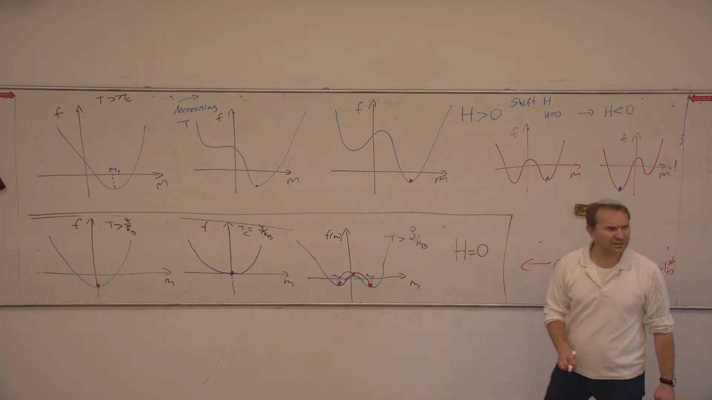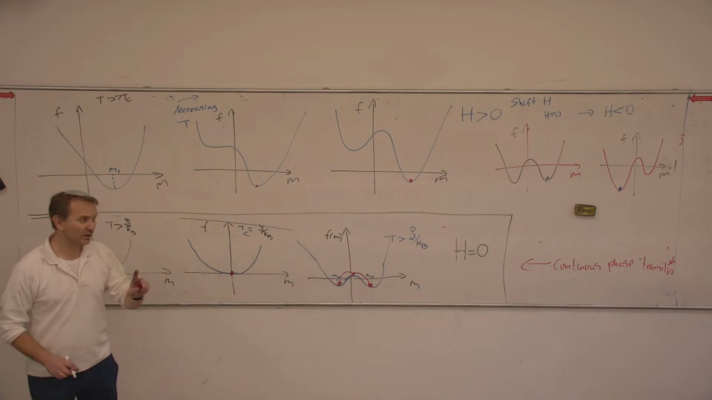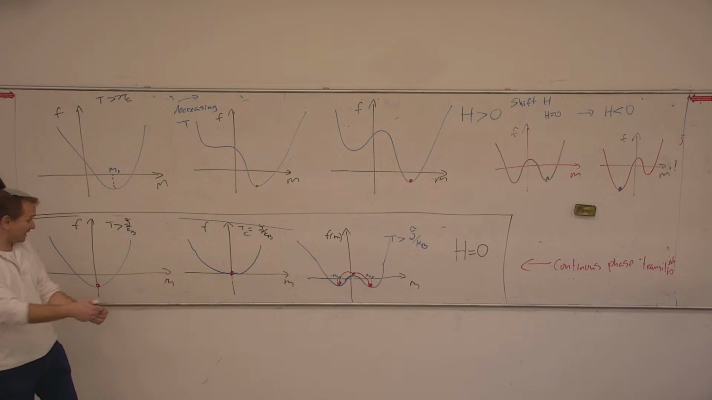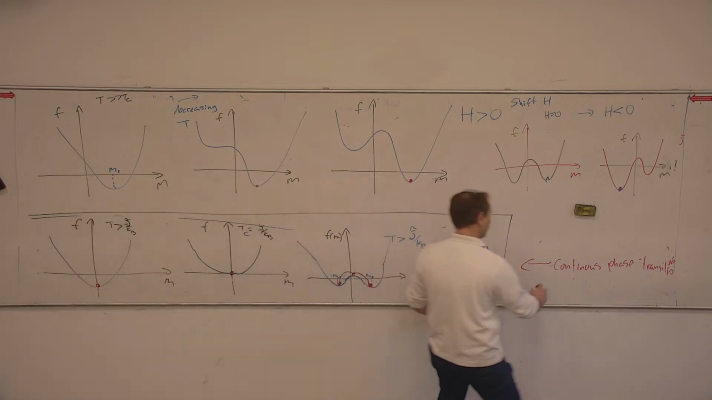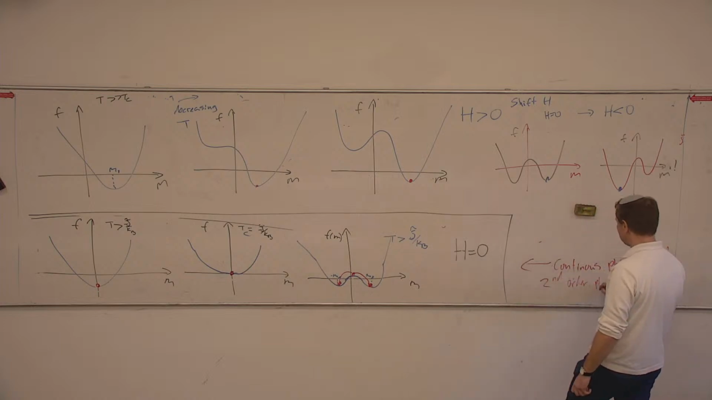What is the order of a continuous phase transition when nothing jumps? Second. It's a second order. Okay? So for second order transition, what we'll expect is a splitting of 1 minima into 2 maxima. So this is a second order phase transition.